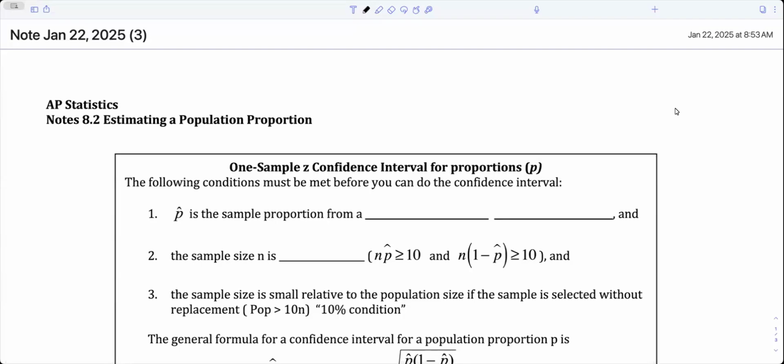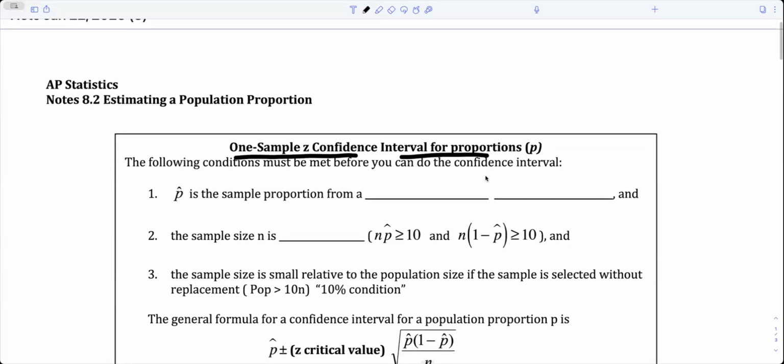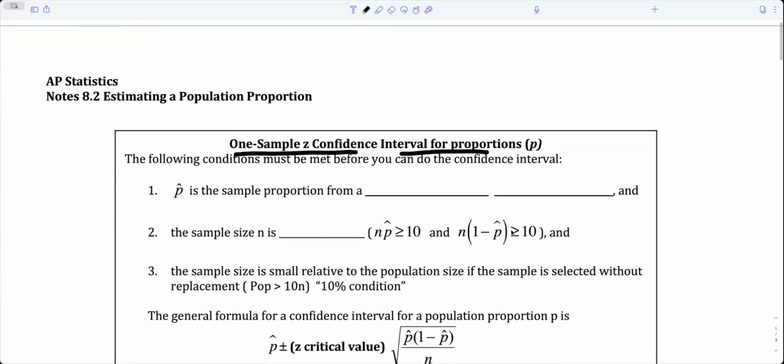So we are looking at the actual math of confidence intervals today. We are going to look at what's called a one sample Z confidence interval for a population proportion. Here are the following conditions that must be met. First, p hat is the sample proportion from a random sample. And then the sample size n is sufficiently large.